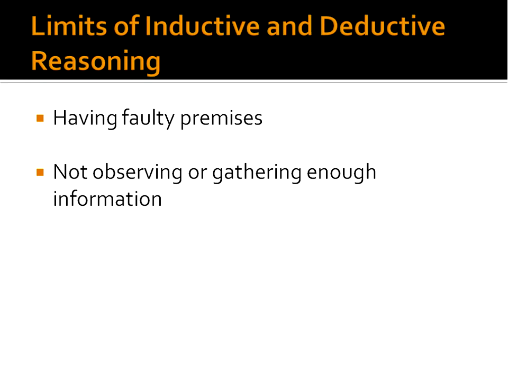So we can start with a faulty premise. You can not gather enough information. And so if you start with a faulty premise, that's going to affect your deductive reasoning. If you don't have enough information, that's going to affect your inductive reasoning. And then also, you might not engage in the appropriate types of reasoning. And so if you reason improperly, you're also going to end up with bad information or bad conclusions.